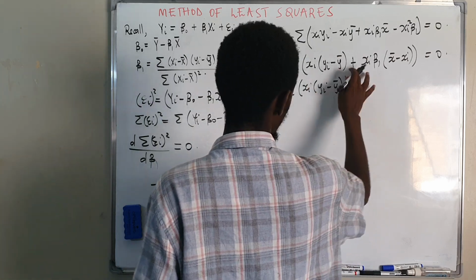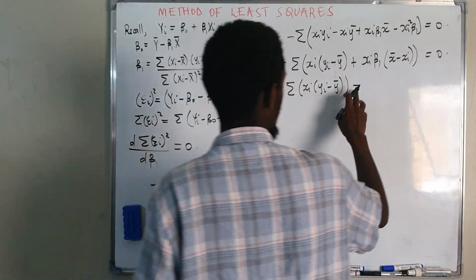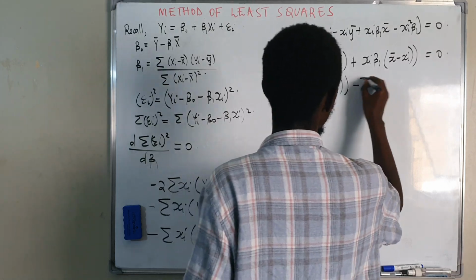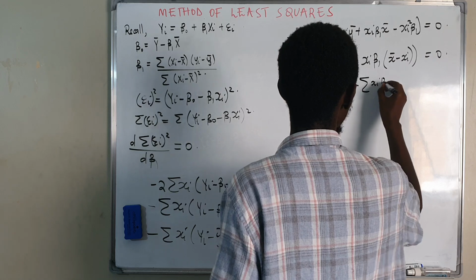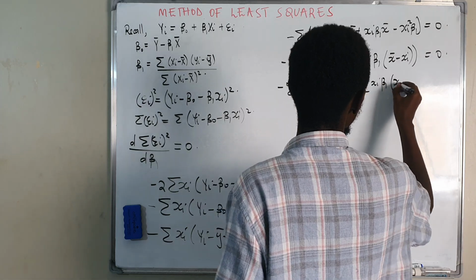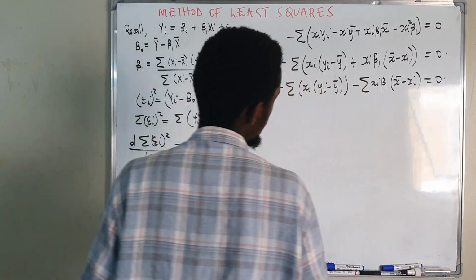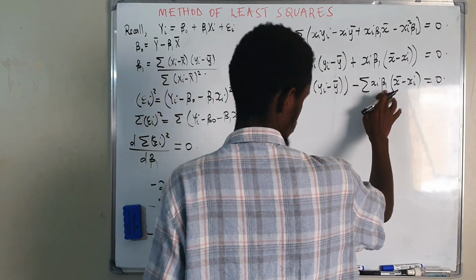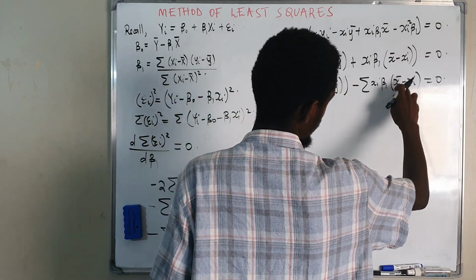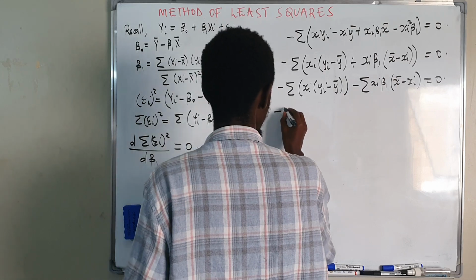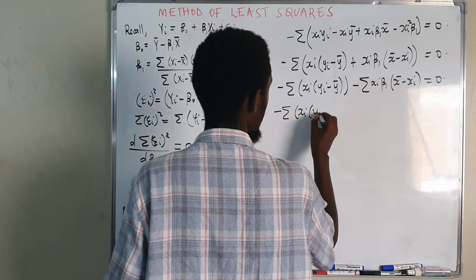Now, negative minus, is it? Yes, this negative. But now I don't put this negative, let me do it like this: summation of xi b1 into x bar minus xi equal to 0. Since b1 is a constant, I put it outside, and then this negative enters inside the brackets. Let's make this one positive. This is the same thing as having summation of xi into yi minus y bar.